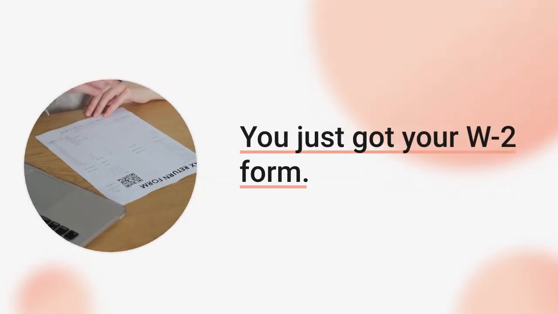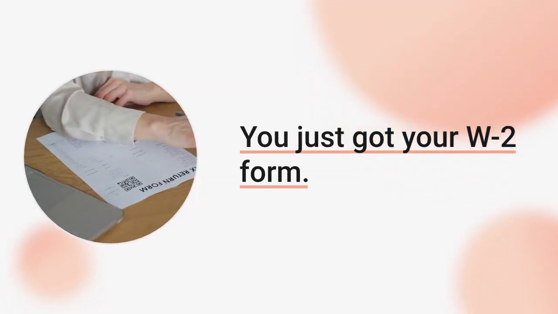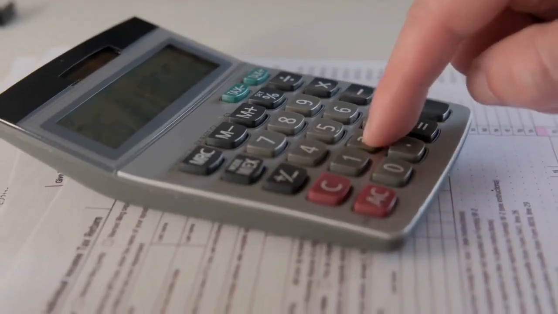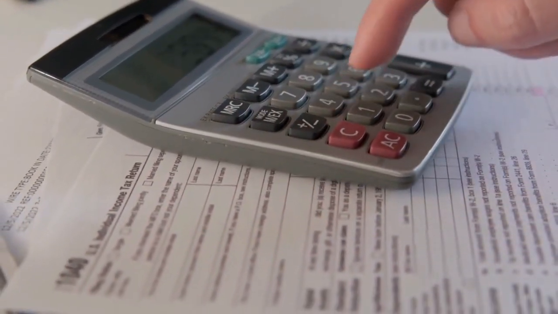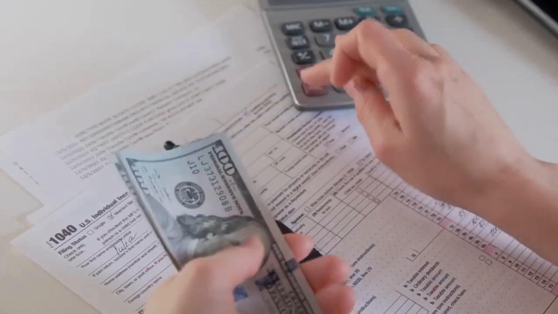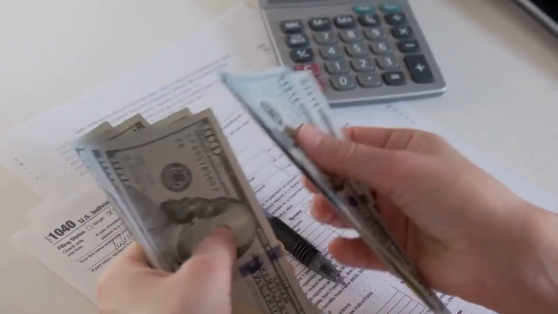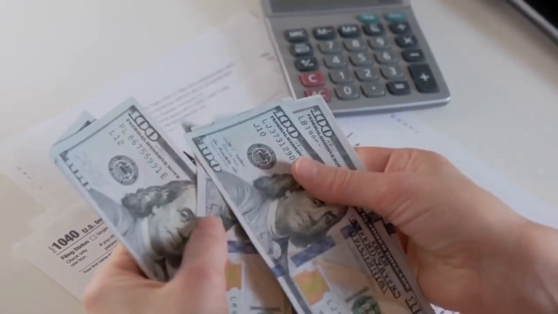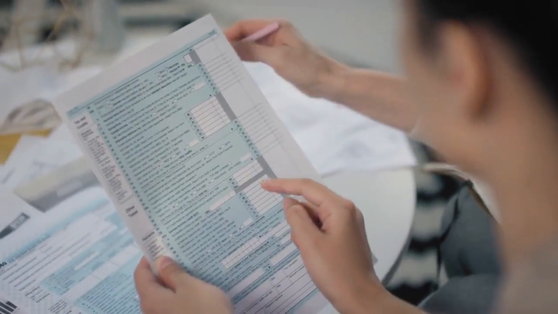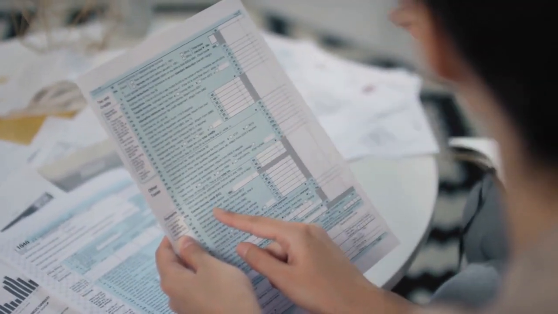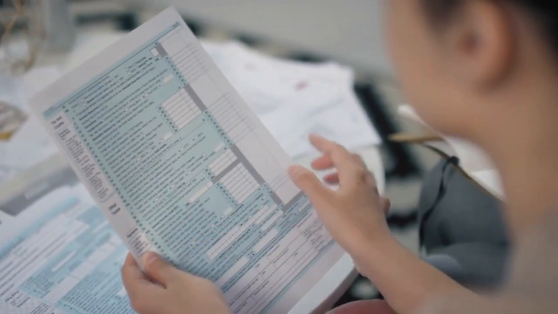You just got your W-2 form, you're looking it over, and you see it. Box 2, the spot for federal income tax withheld, is completely blank. Or maybe it has a 0. Your heart sinks a little. What does this mean? Are you in trouble with the IRS? Let's break down exactly what to do if you find yourself in this situation, because while it's a serious issue, it is fixable.